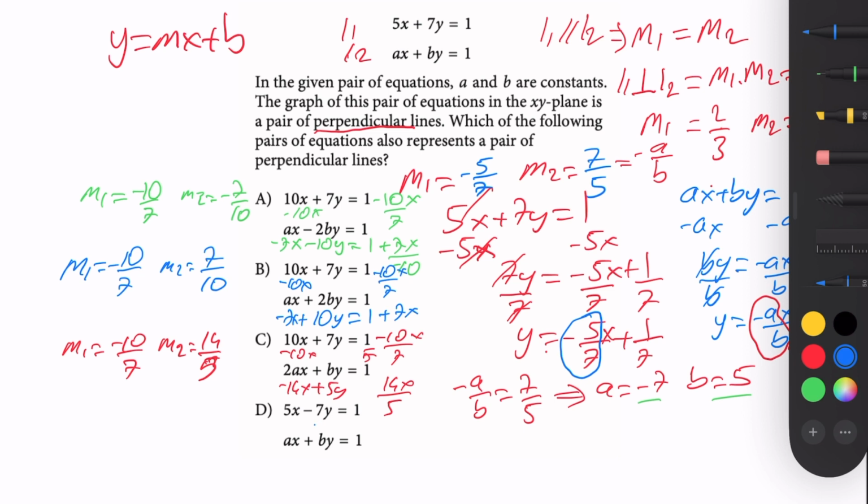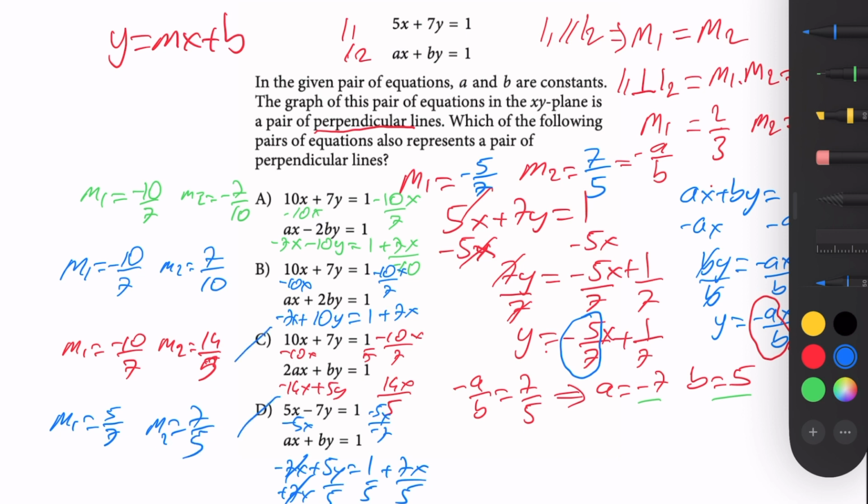For the last one, we take away 5x and divide by -7, so the slope for the first one is 5/7. For the other one, we're looking at -7x plus 5y is equal to 1. Add 7x to both sides and divide by 5. M2 is 7/5. It's the reciprocal, but it's not the opposite, so this is not the answer. But B is your answer for this question.